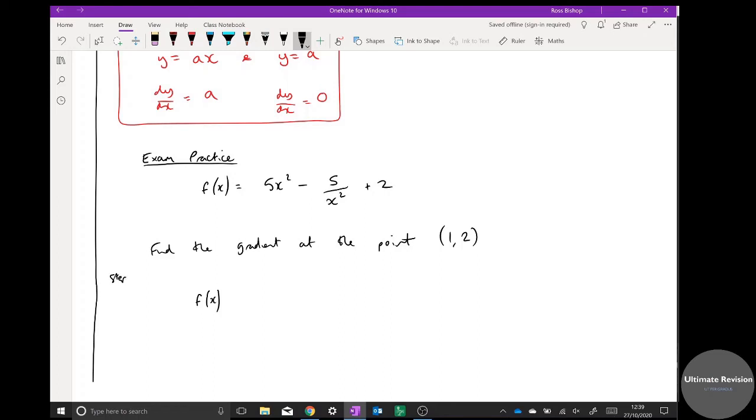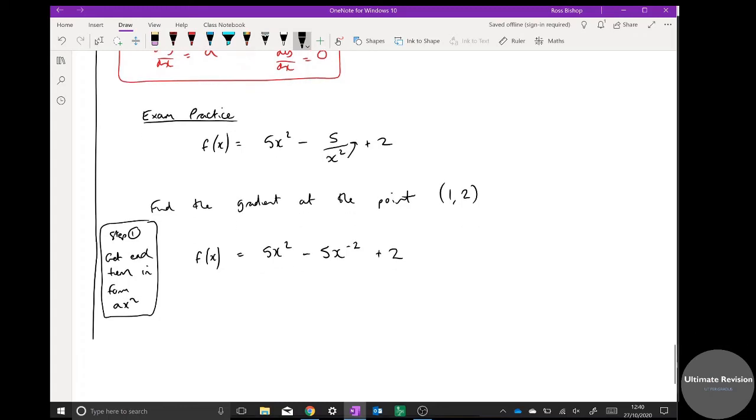So step 1, get each term in form ax to the n. Okay, so that's sort of step 1. What I mean by that is the first term is in the correct form, 5x squared. The second one is not. I'm going to bring the x squared up, and that becomes 5x to the minus 2. And I'm just going to leave the 2 as it is. So that's my first step, and I'd probably pick up a mark there. At this stage, I've probably picked up 1 mark.